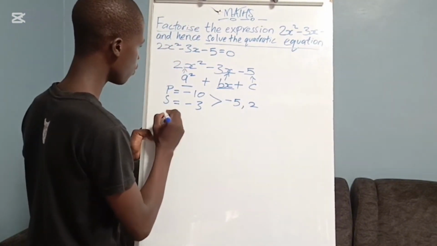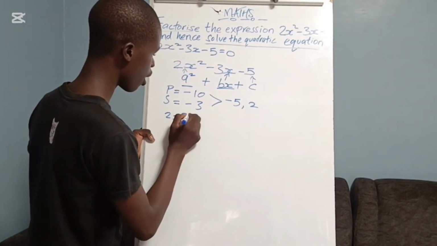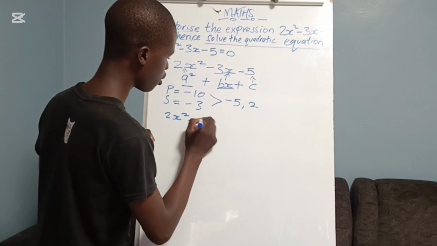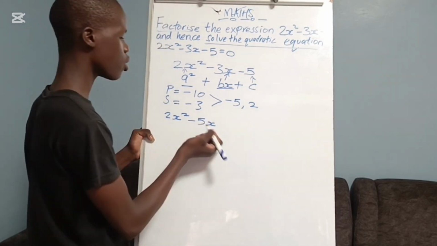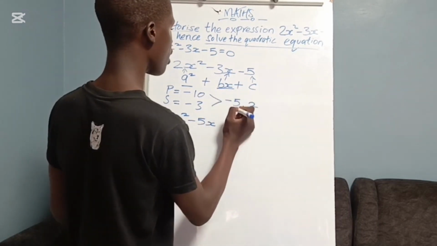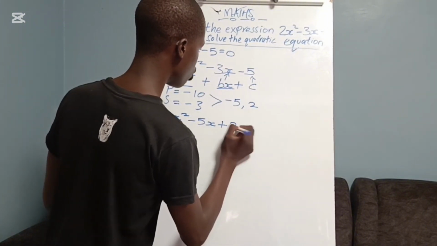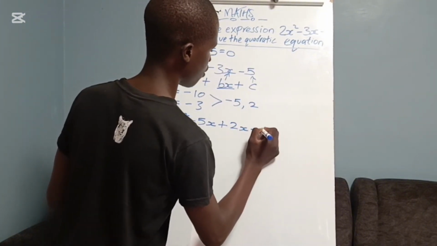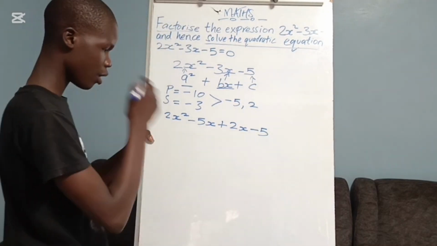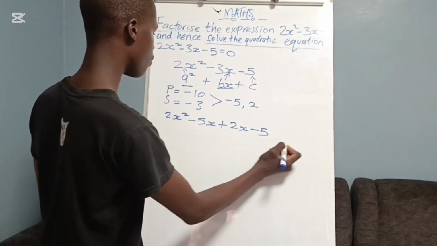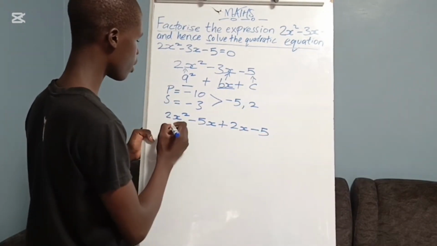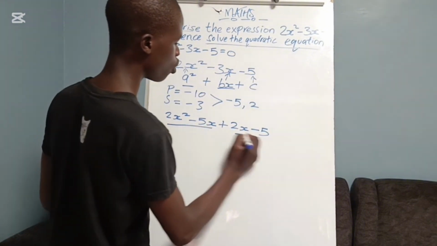So we go 2x squared and negative 5. This process is called substitution. You substitute this negative 5 and 2 into the b, so we get 2x squared plus 2x minus 5x minus 5. Up to there, you see they are four terms, so you must group them into two.